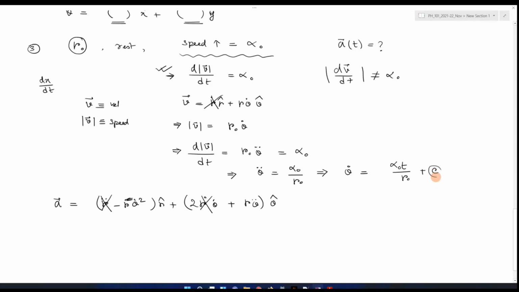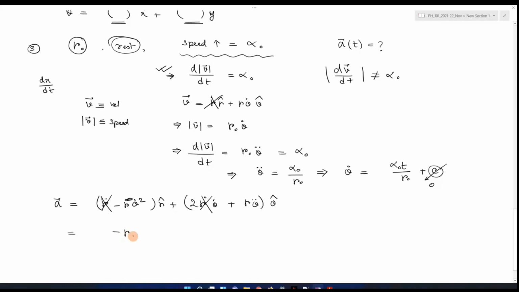Now, how to find this c? Anyone? Yes, at time 0, omega was also 0, theta dot was 0, so c will also be 0. Exactly. Because it started from rest, our velocity was initially 0 at t equal to 0. This r theta dot used to be 0 initially, that's why c has to be 0. Thank you.